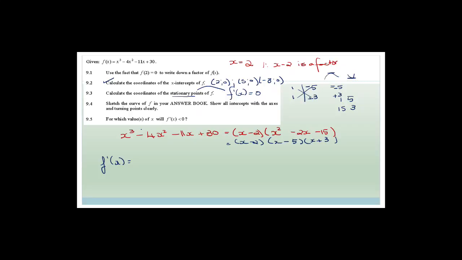okay, so we're looking to differentiate this thing. We've got x cubed, take the 3 to the front. So it's 3x squared minus 2 times 4 is 8x minus 11. So that's your first derivative, f dashed of x. But now to find the stationary points, what does this gradient have to be? It has to equal 0. So therefore we're going to say 3x squared minus 8x minus 11 equals 0, and we have to factorize this.